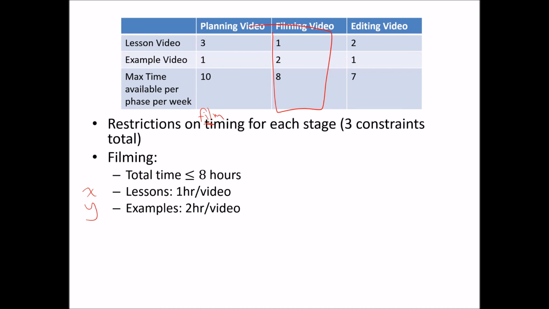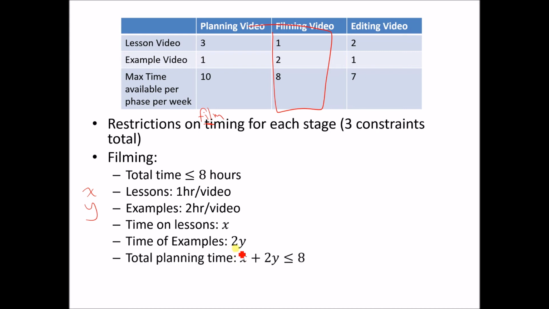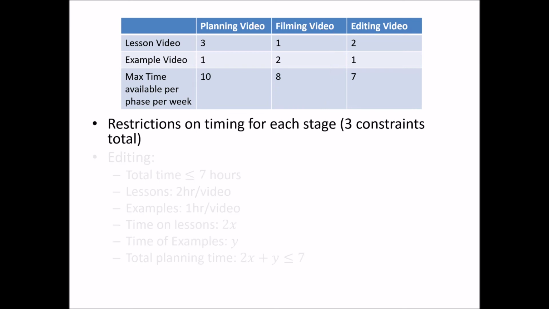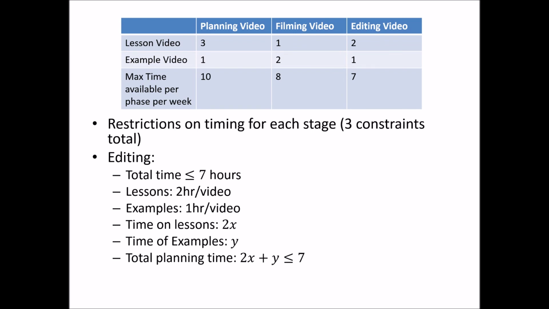So the total time spent on lessons is X. The total time spent on examples is 2Y, 2 hours for every example. So my constraint, the total time is X plus 2Y, has to be less than or equal to 8. That's our next constraint. And there's one more. I'll let you just read through that quickly, get down to our final constraint, 2x plus y less than or equal to 7. Again, very similar process to the last one.